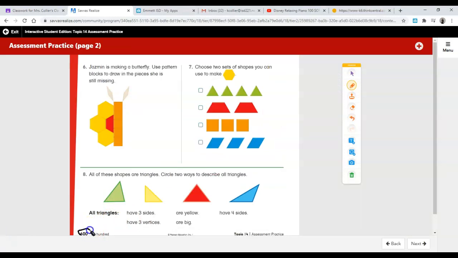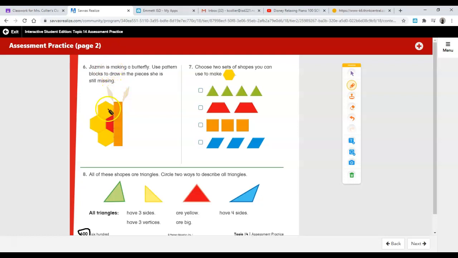All right, boys and girls, so still in your workbook, if you just flip that page over and go to page 600, that's 600, this is page 2 of the assessment practice. All right, so number 6 says Jasmine is making a butterfly. Use pattern blocks to draw in the missing pieces she is still missing. Okay, boys and girls.